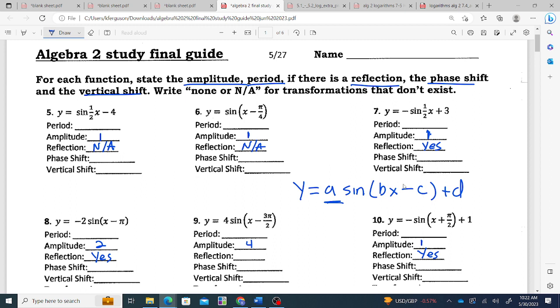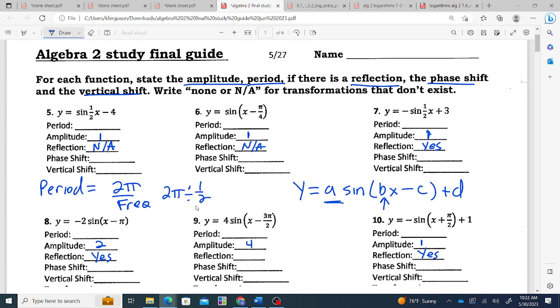Now, next, if you've got a number that's multiplied times x in your equation, that's your frequency. Notice frequency isn't up there. But to get your period, you use the frequency, because period equals 2 pi divided by the frequency. So for number 5, it's actually 4 pi, because that's 2 pi divided by 1/2.